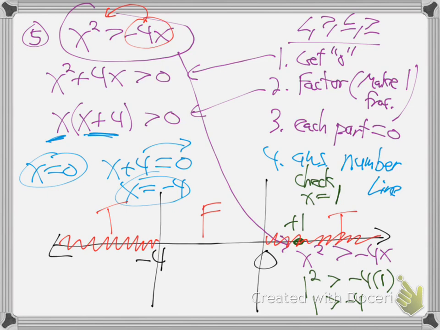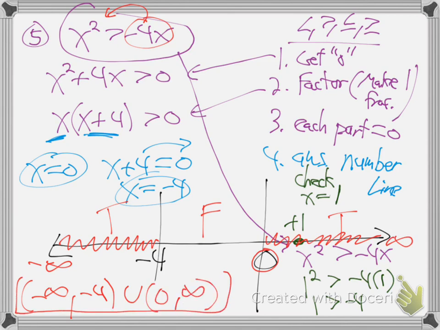So what's our answer from negative infinity to -4? Oops. Go back here. United with this interval, which is what? 0 to infinity. That's our answer. Two intervals, left edge, right edge, left edge, right edge for each chunk of shading. There it is.